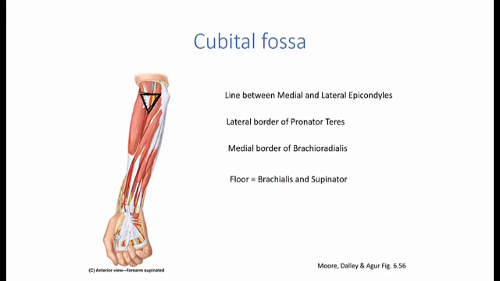Our floor is our deeper structures, so our brachialis and our supinator. And our roof is going to be our more superficial structures, so our deep fascia and aponeurosis.